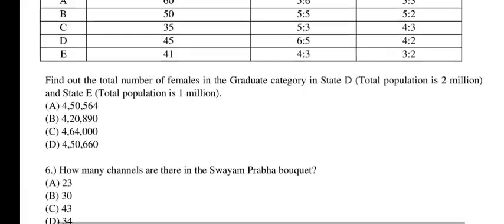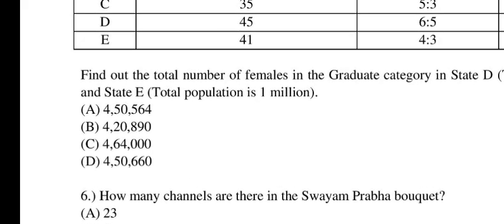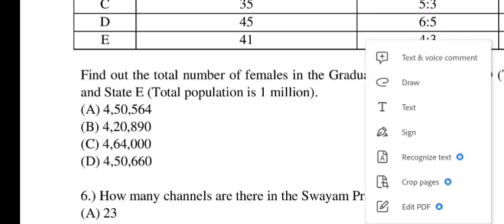Next is saying, find out the total number of females in the graduate category in state D. Total population is 2 million and state E total population is 1 million. So these are the figures for you. A 4,50,564, B 4,20,890, C 4,64,000, then D 4,50,660. So it will be 4,64,000.